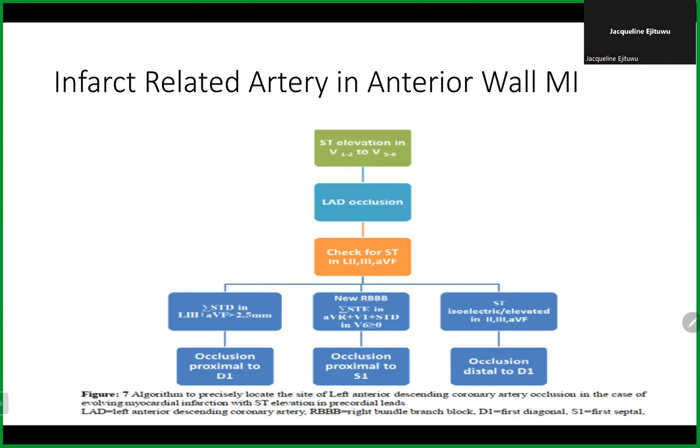However, once there is isoelectric ST segment in those leads, or if there is ST elevation instead of ST depression, the occlusion is likely to be from the distal LAD. I wanted to share this material because I just came across it too. Next slide, please.